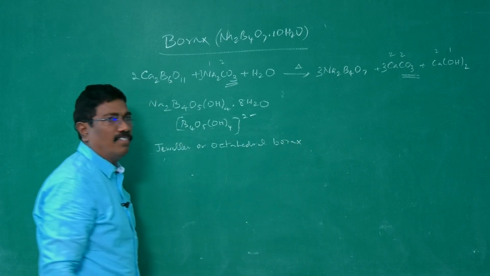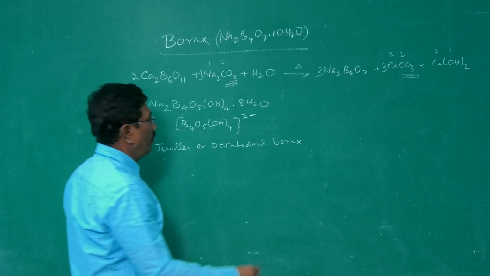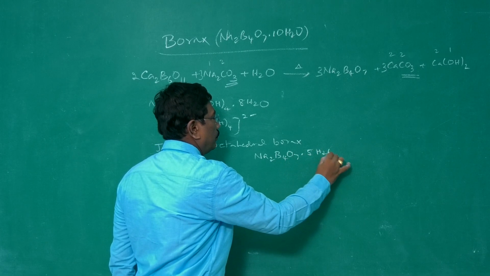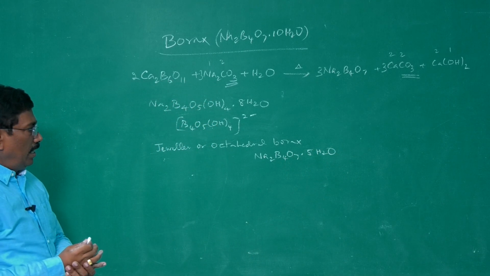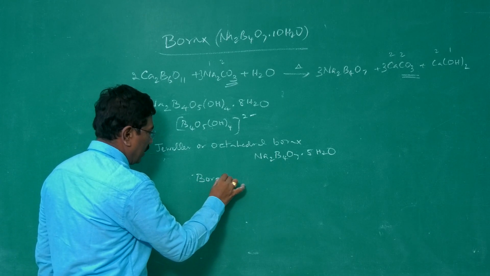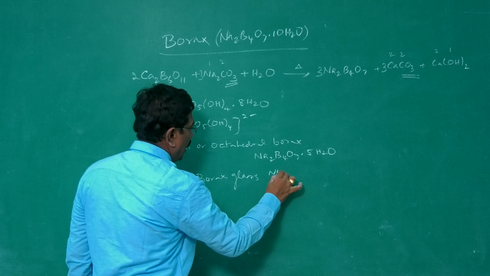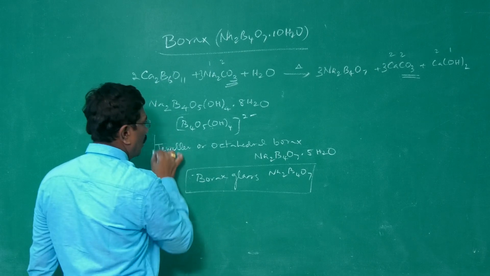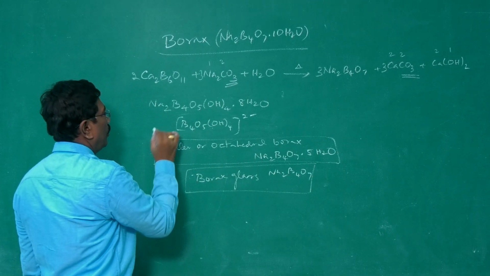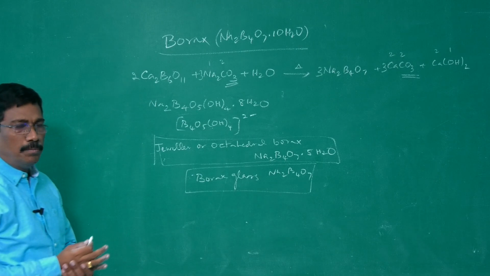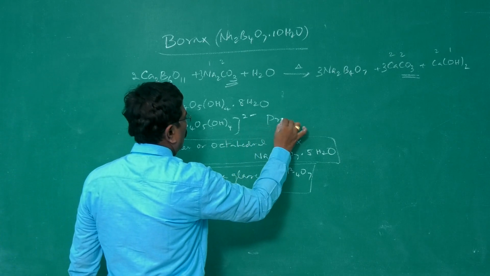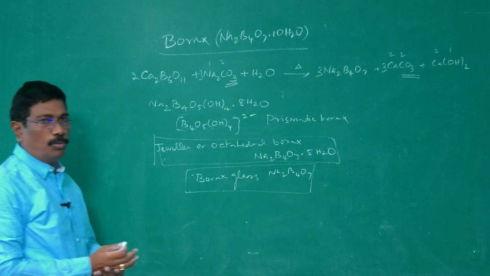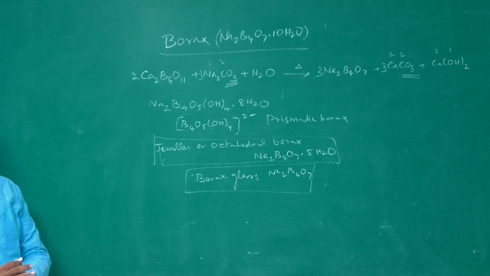Here we have a little less water of hydration, 5 molecules of water: Na2B4O7·5H2O. Then borax glass. Borax glass is without water of hydration, Na2B4O7. Borax glass, Zweller or octahedral borax, tetranuclear borax, or prismatic borax. And then we also have borax Na2B4O7·10H2O.